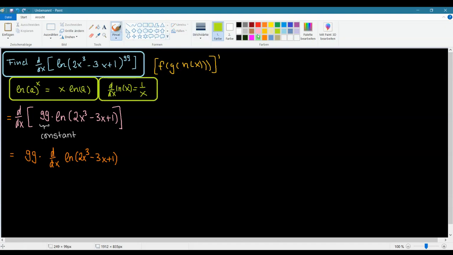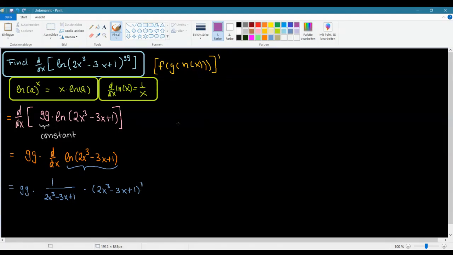All right. So now, mind you, this is still a composite function, so we are still going to use the chain rule. We're just not going to use a chain rule within a chain rule. So now we're going to do 99 times 1 over the inner function, so that's 1 over 2x cubed minus 3x plus 1, times the derivative of the inner function. So I'm just going to write (2x cubed minus 3x plus 1) prime. Make that the next step.